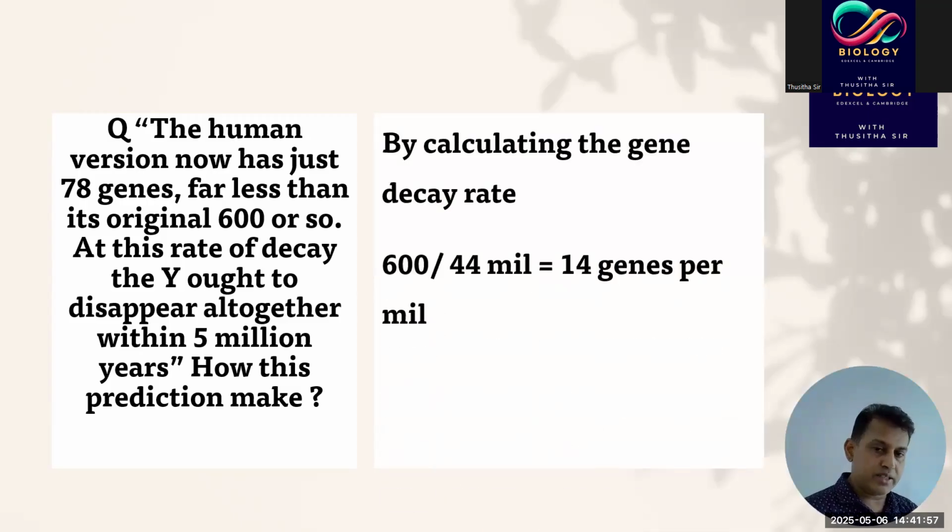So let me explain it like this. 600 genes, 44 million years ago. Then 14 genes per million years, so in 1 million years, 14 genes lost. Then the remaining genes, 78, divided by the rate gives around 5.5 million. That's how the prediction was made in this scenario.